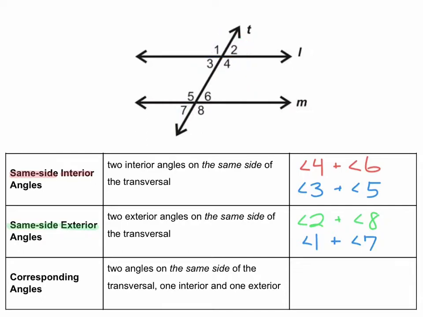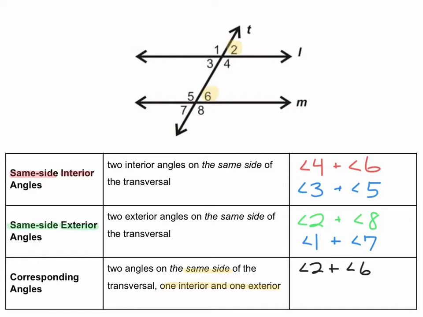My last pair of angles are called corresponding angles. These are kind of angles that are in the same position. We can talk about it a little more technically by calling them two angles on the same side of the transversal, where one is interior and one is exterior. But we can think about it as them being in the same position. So, for example, angle 2 and angle 6, those are both kind of the top right corner of my intersection. But you notice they're on the same side of the transversal. One is interior and one is exterior.